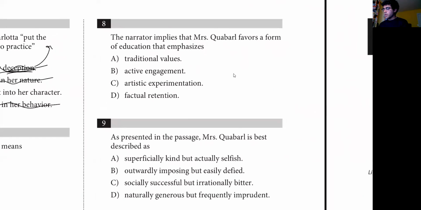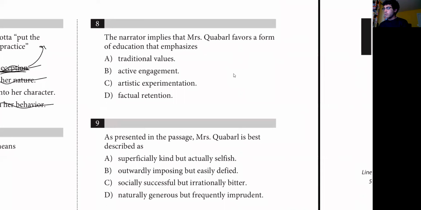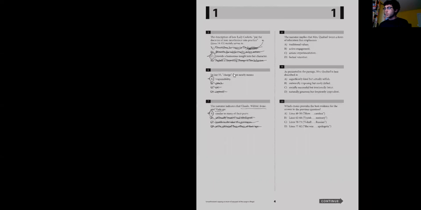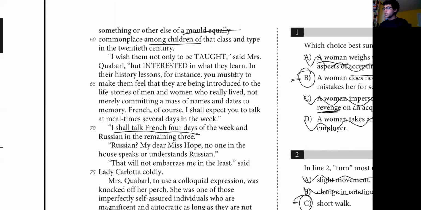8, the narrator implies that Mrs. Corbel favors a form of education that emphasizes what? Traditional values, active engagement, artistic experimentation, and factual retention. Okay, so remember, Mrs. Corbel kind of put an outline, right? She just said she doesn't want them to only be taught, but she wants them to be interested in what they learn. Make sure they know that these are actually people, men and women who've lived in the past, right?